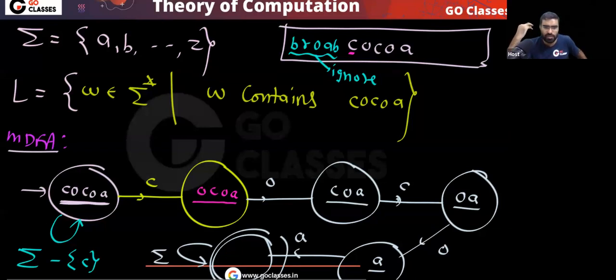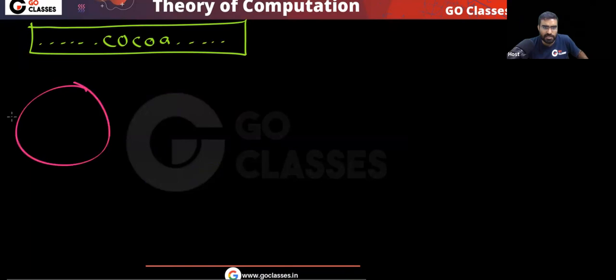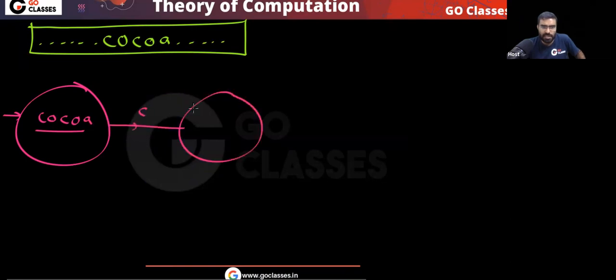So this is the structure of the DFA. I hope you understood. We want to contain COA. Very simple. In the initial state, you are waiting for COA. If the first symbol is C, then it will trigger you, then you will wait for OCOA. If any other symbol comes, then you will ignore.